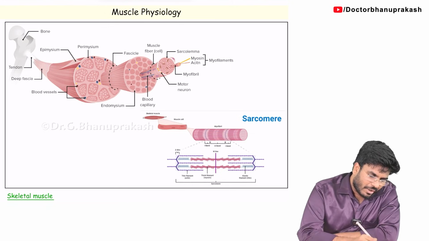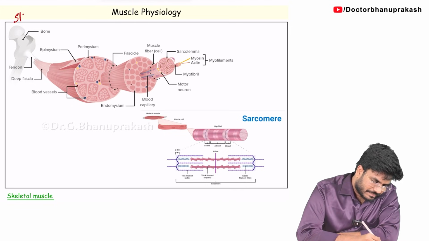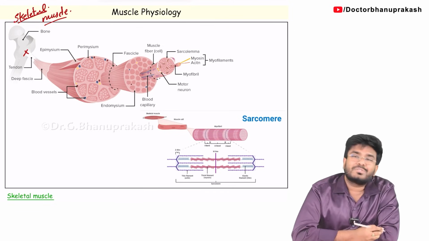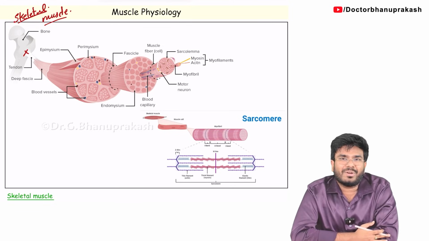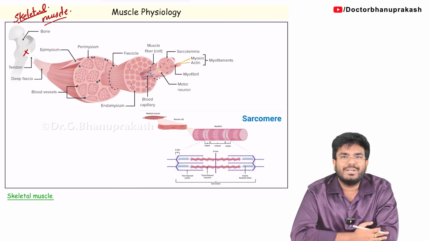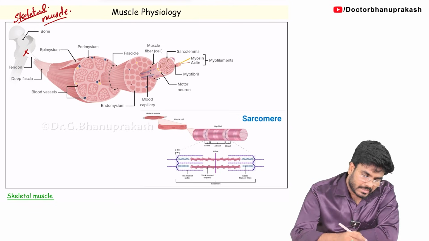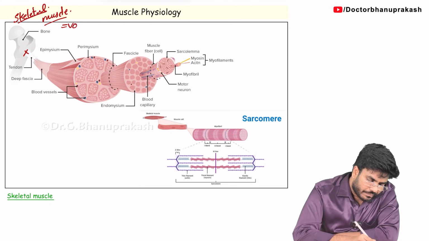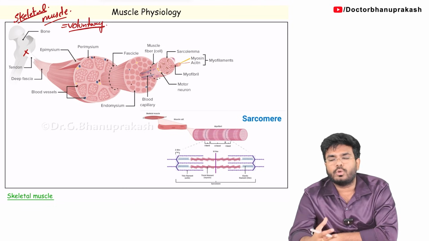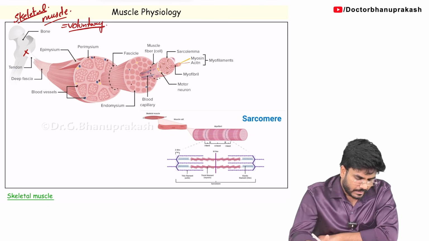First of all, why is a muscle called a skeletal muscle? Skeletal muscle, because it is attached to the skeleton. So the muscle which is attached to your skeleton or your bones is called a skeletal muscle. It helps in the movement of the bones. Skeletal muscles are voluntary in nature. Voluntary in nature means they are under your control. If you wish, you can contract them.